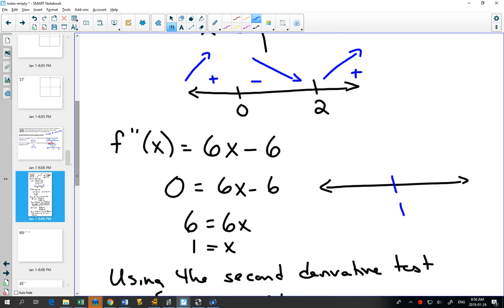Our second derivative tells us about concavity. We know that at x equals 1, we have a point of inflection if it changes concavity. Remember from the second derivative, just showing that something's equal to 0 does not mean for sure it's going to be an inflection point. But now if I plug into my second derivative something less than 1, like 0, I'll get negative, telling me this whole section is concave down. And if I plug in something bigger than 1 into my second derivative, this whole section is positive.